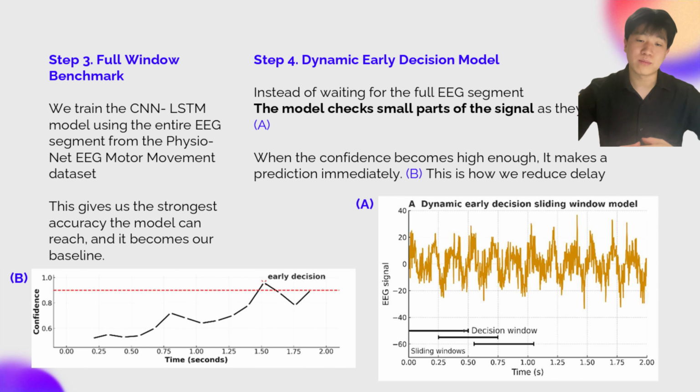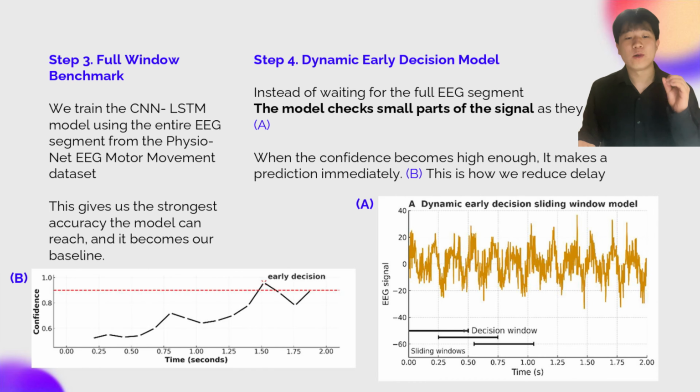Now, in step 4, final production, the dynamic early decision model, the system checks the EEG signal as it arrives from the start. As shown in figure A and figure B, instead of using the full EEG signal, the decision window slides forward continuously, checking confidence levels. And when this confidence level passes 90%, the model immediately makes a prediction, and this is how delay is reduced.